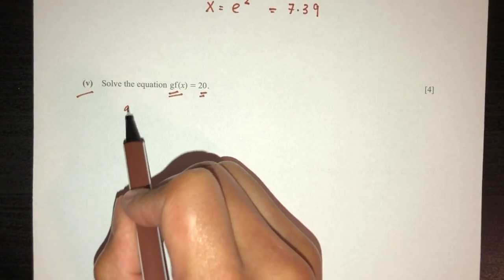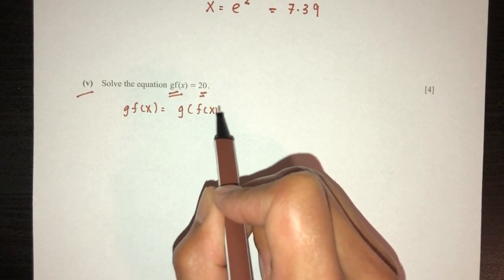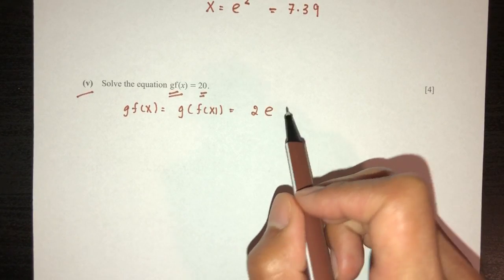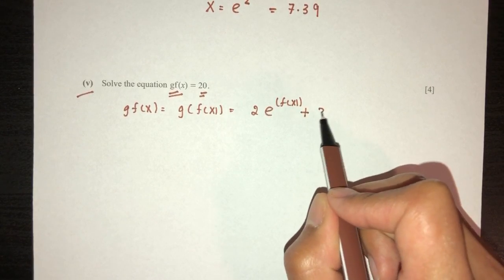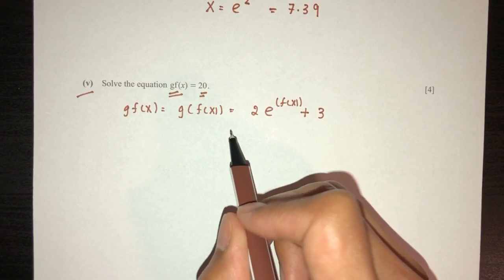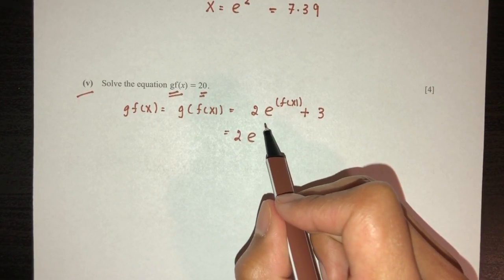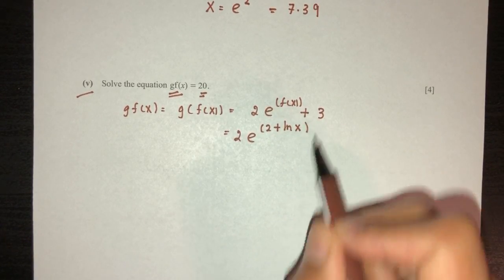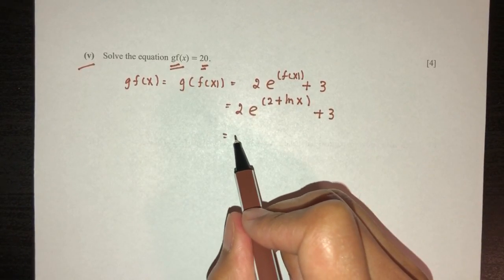Now for this one, solve this equation. First, what is g of f of x? It is equal to g of f of x. That is equal to 2e to the power of x, where x here is f of x, plus 3. Now we have to replace the value of f of x inside right here. Now it will be 2 e to the power of f of x, which is 2 plus ln x, plus 3.